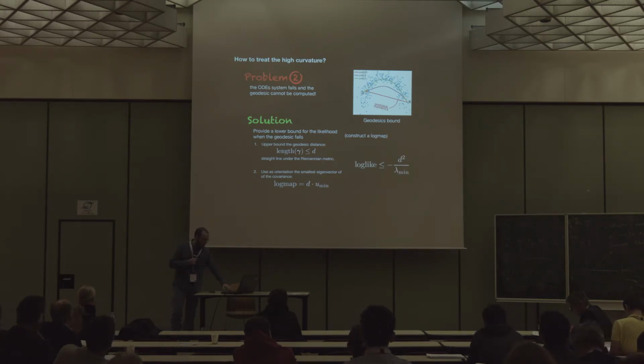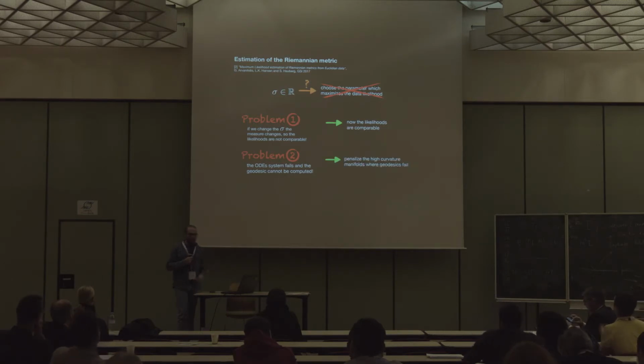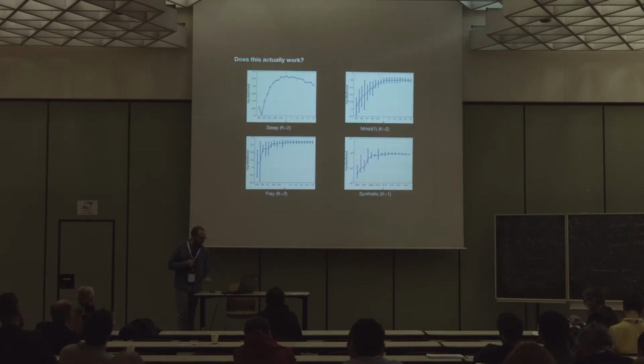This is how we bound the likelihood. So at that stage, we have solved the first problem, and we made the likelihoods comparable under the standard Euclidean measure. And also, we penalize the curvature of the manifold if it is high, in order to be, let's say, all the geodesics computable. And now we can pick the sigma which maximizes data likelihood.